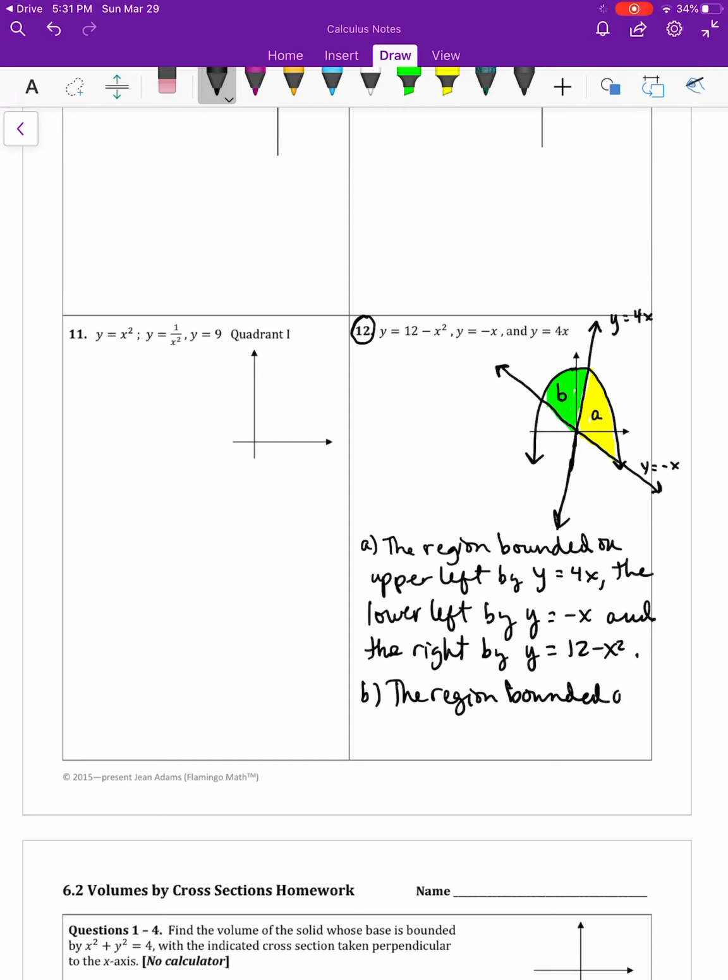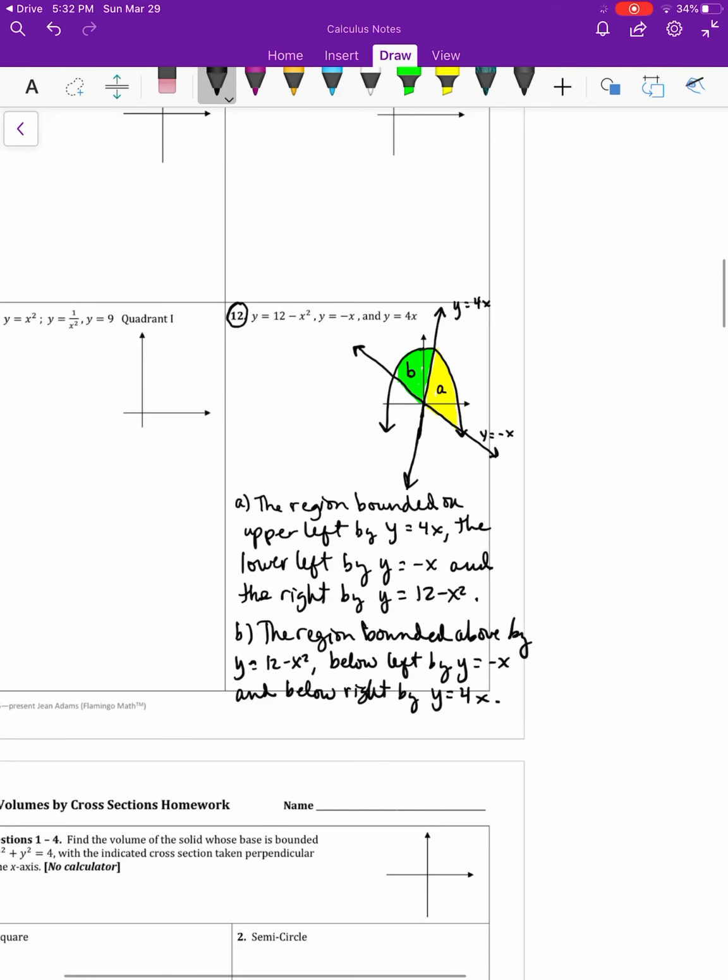And if they were talking about region B, they would have said the region bounded above by y equals 12 minus x squared, below left by y equals negative x, and below right by y equals 4x. Okay?